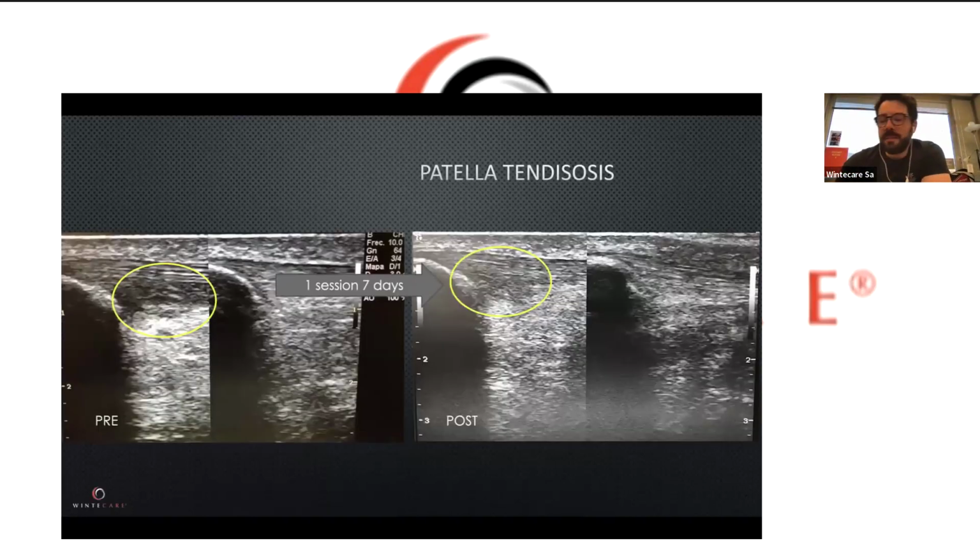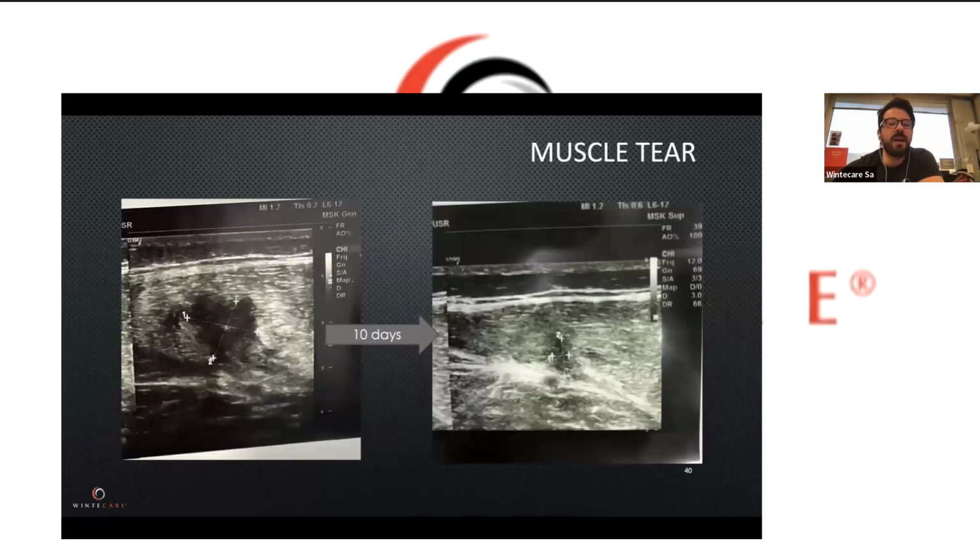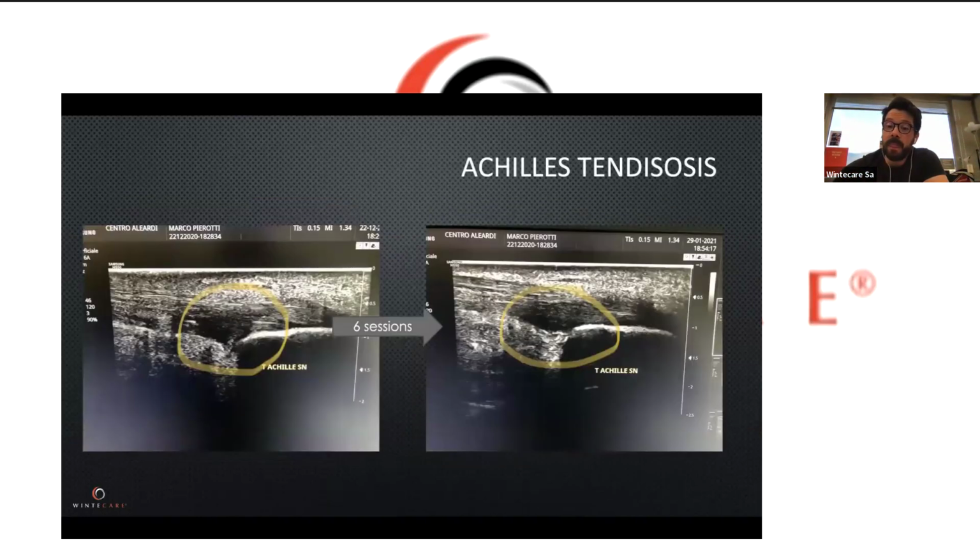Okay, some cases, then I prefer to go to the protocols. From paratendonitis, edema, one treatment and gone. Muscle tear from several centimeters to a few millimeters in 10 days. Tendon regeneration. So from a degenerated tendon to a tendon that is starting the healing process. We see here the gray part, the gray fibers substituting the hole.